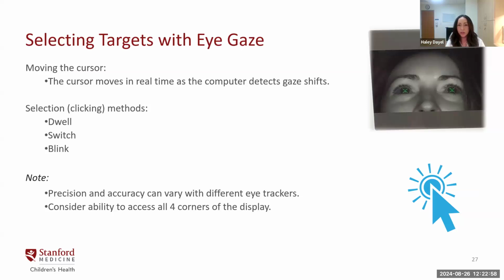And it's important to know that the precision and accuracy of eye tracking is going to vary across eye trackers for each individual. So it is really helpful if we can try more than one eye tracker out. And when we're doing that, we can look at things like the calibration data, and we can also consider whether the person is able to access all 4 corners reliably.